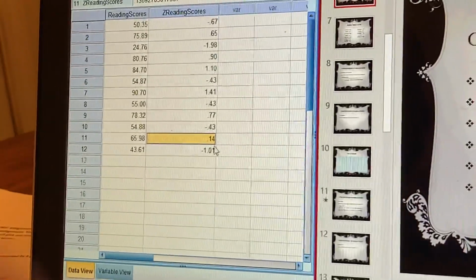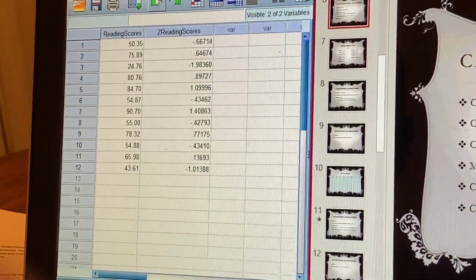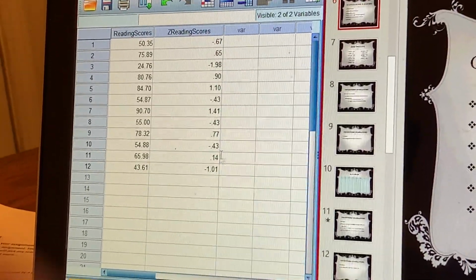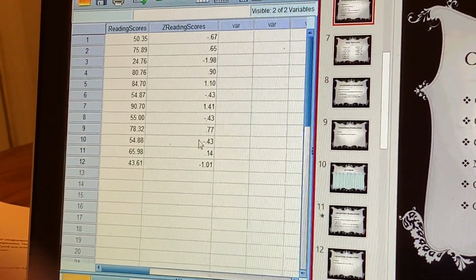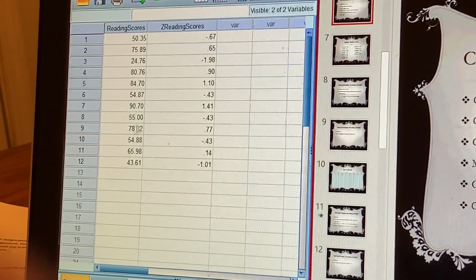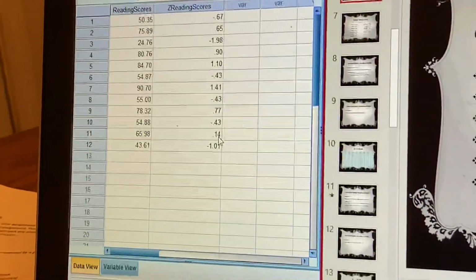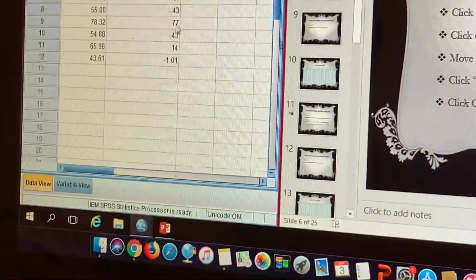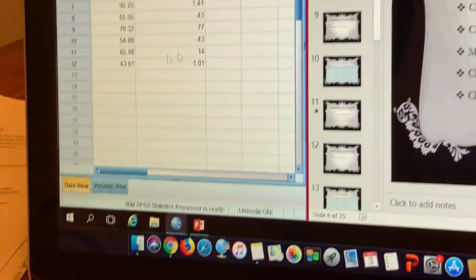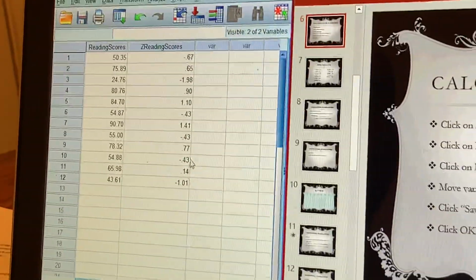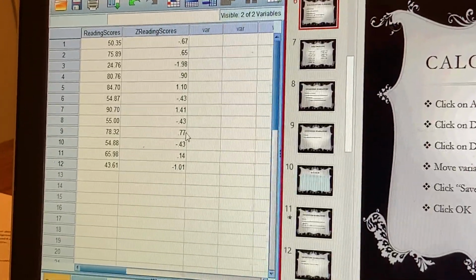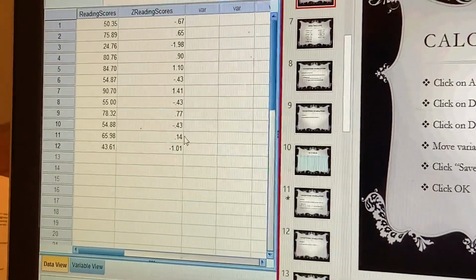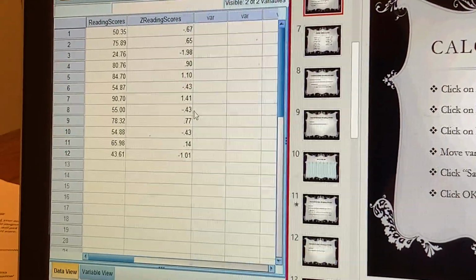If you look, okay, if you go to 0.77, that score of 78.32 was even higher than the previous score. It indicates that it was significantly higher than 65.98, or significantly farther from the mean than 65.98 was.